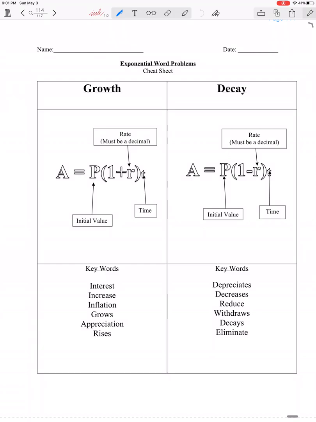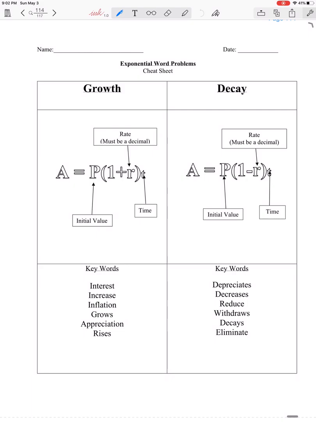So when we have exponential word problems, we'll have growth problems and we'll have decay problems. Now you're going to have to determine when it's growth and when it's decay. But we are able to use this cheat sheet that you will also have on your Edmodo to help us. Now, if you have a printer, I would recommend maybe printing this and having it next to you when you do your problems. If not, it's no big deal. You can always go back and forth on your computer to help you.